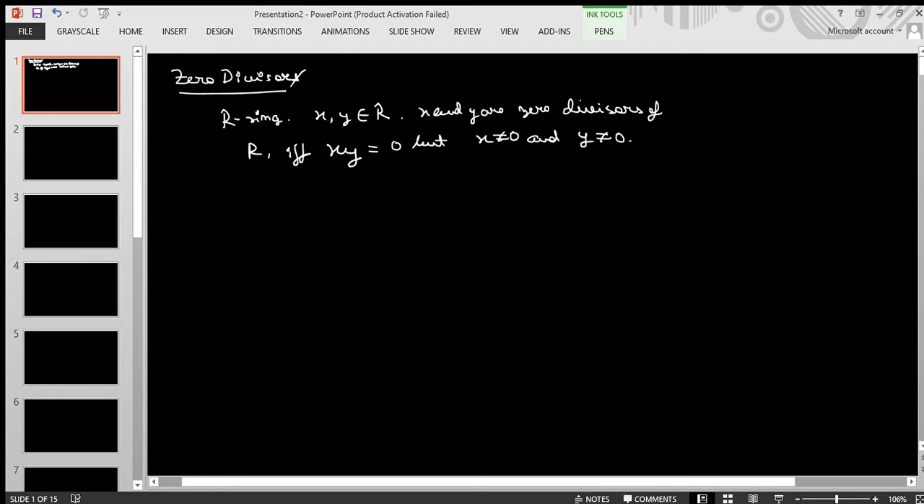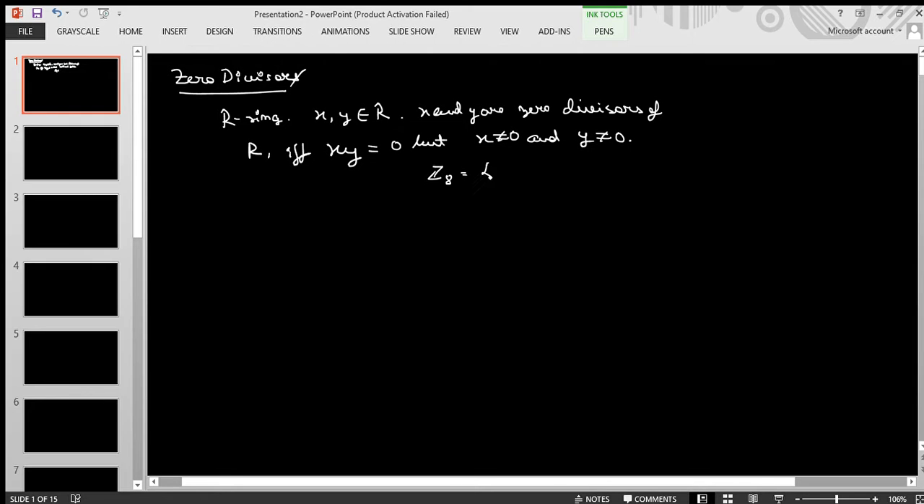So you have a ring R and you take two elements x, y from R. So x and y are zero divisors of R if xy equals 0 but x is not equal to 0 and y is not equal to 0. That is, the product of two non-zero elements gives you 0. Then the non-zero elements become your zero divisors. Okay. Example, if you take Z8.